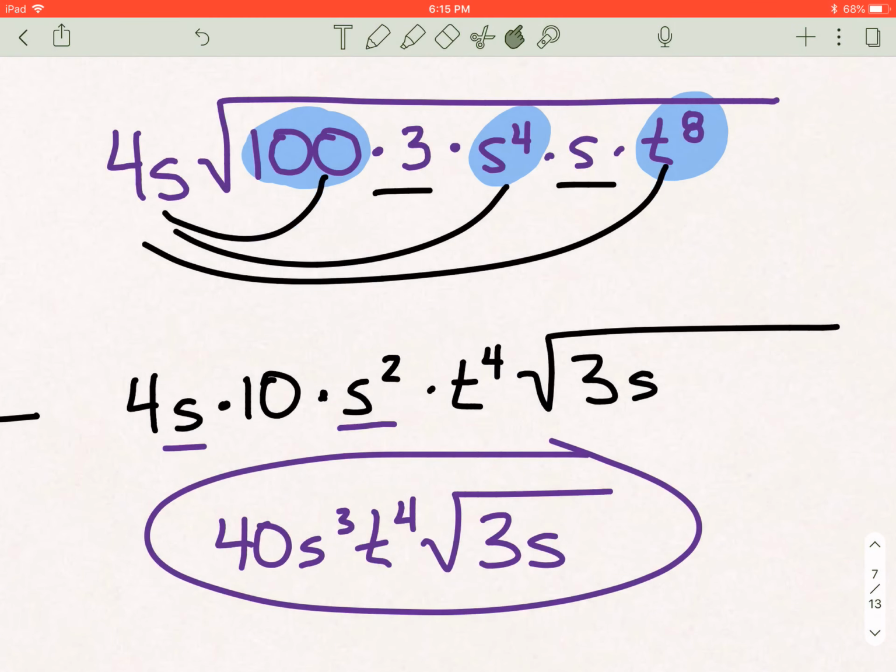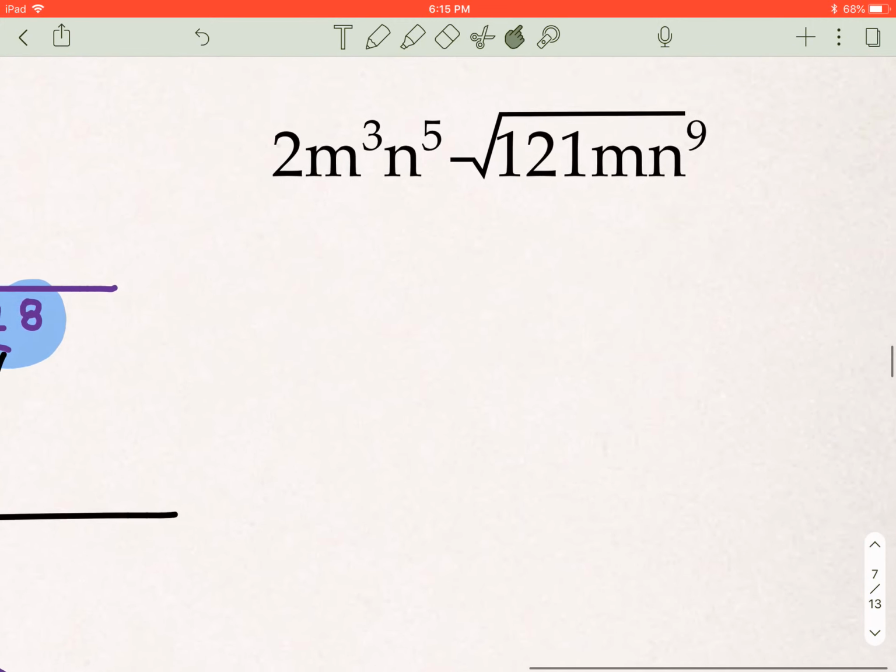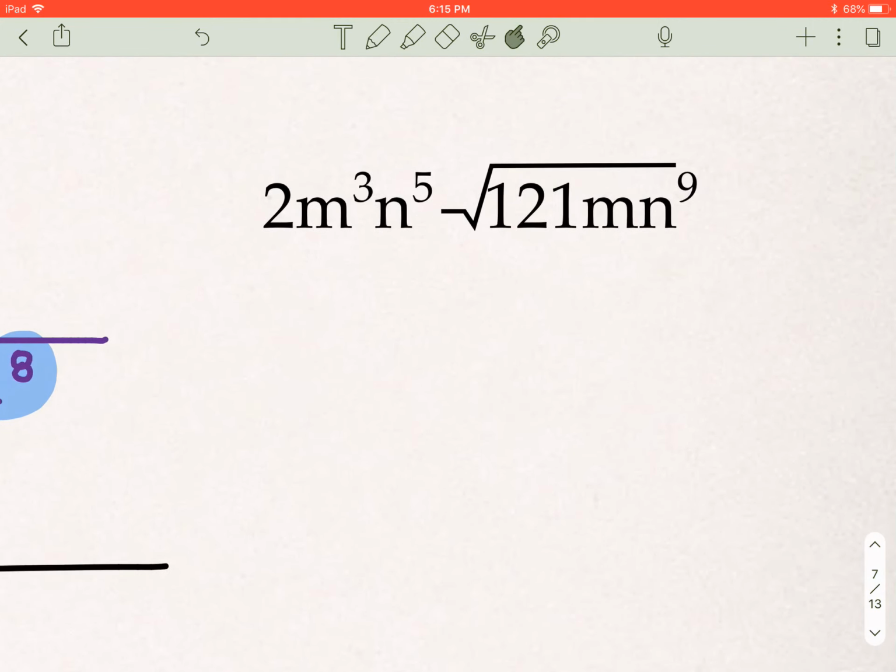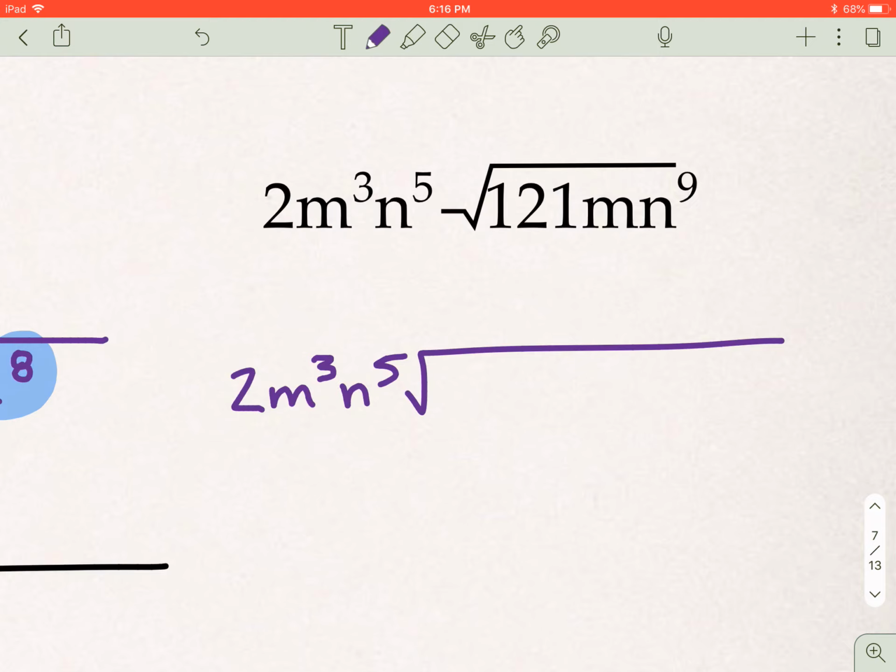All right. And we'll do one last example for this video. 2m to the 3rd n to the 5th times the square root of 121 m n to the 9th. So, step 1, leave the radicals the way they are. No reason to deal with those quite yet. I'm going to rewrite my radical as a product of perfect squares. 121 is awesome because it's already a perfect square. M, you really can't do anything with that. You can't take the square root of m, so we'll just leave it as times m.